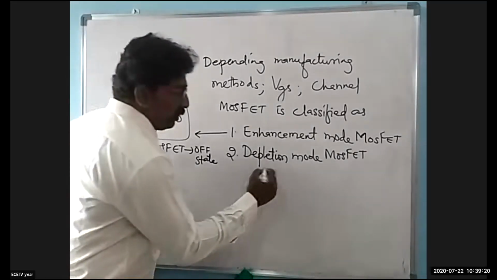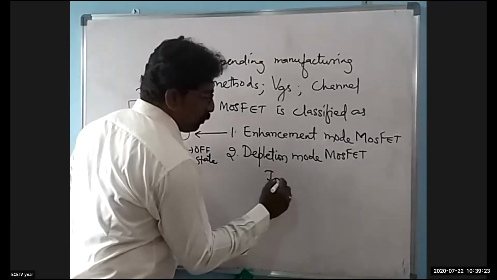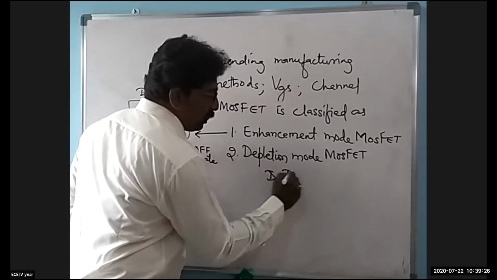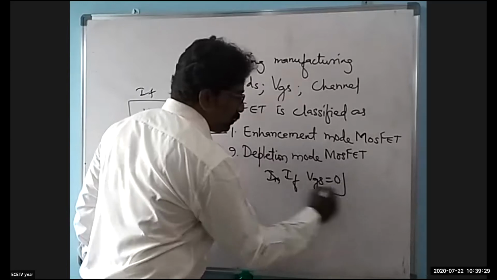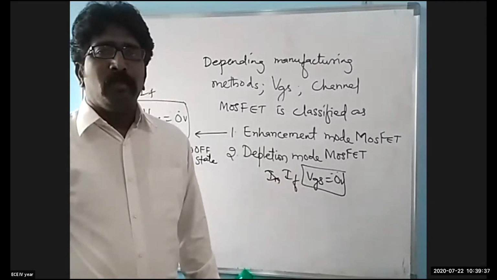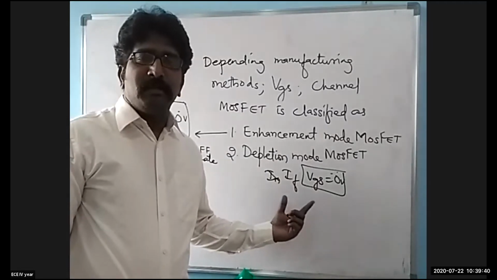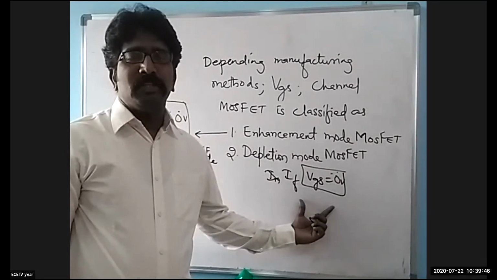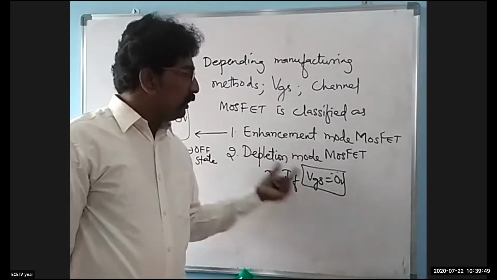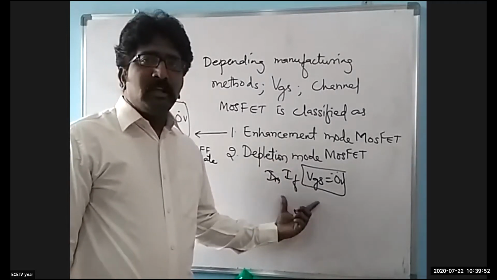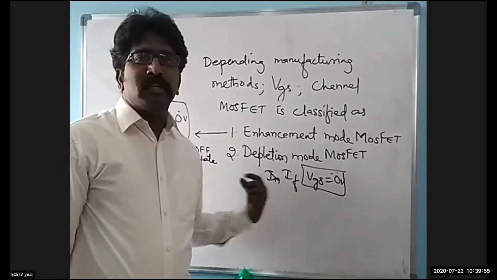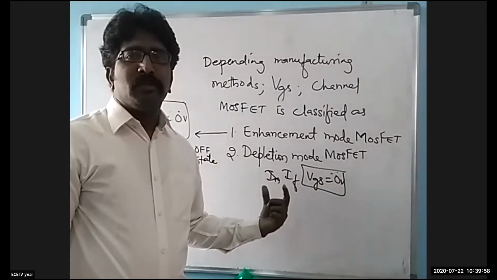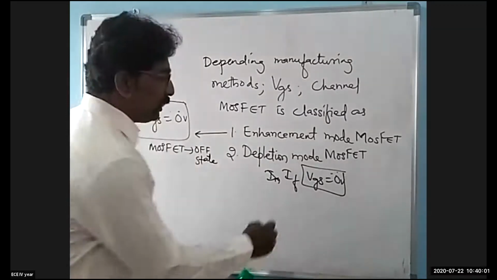Coming to the depletion mode MOSFET. In a depletion mode MOSFET, if VGS equal to 0 volts, even though VGS equals 0, there exists some channel. Because of that, the channel will always be in the on state. Even if VGS equals 0 in depletion mode MOSFETs, a channel will be present. Because the channel is present, the movement of charge particles takes place between the source and drain terminals. So that's why the entire device will be in the on state.